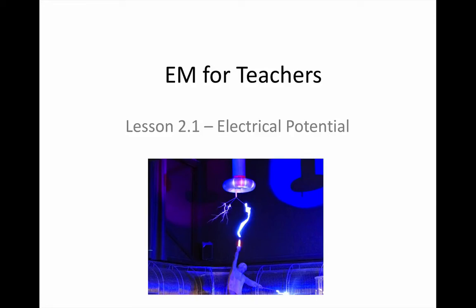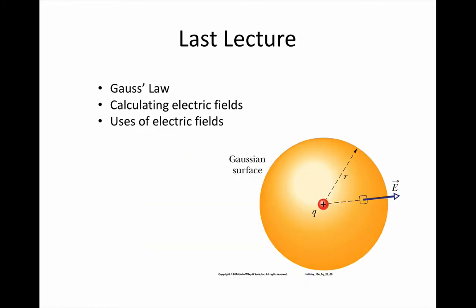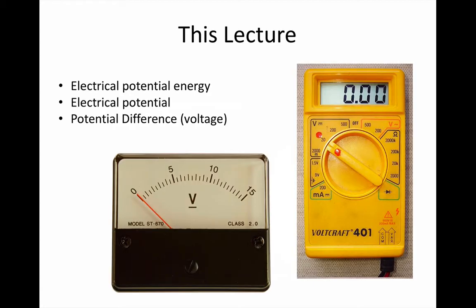Welcome to Lesson 2.1 on electrical potential. Last lesson, we were looking at Gauss's law continued. We did a couple of examples of working out electric fields, and then we looked at some uses of electric fields. This lecture, we're going to look at electrical potential energy. Then we'll go from that to electrical potential, and finally to potential difference, which is otherwise known as voltage.